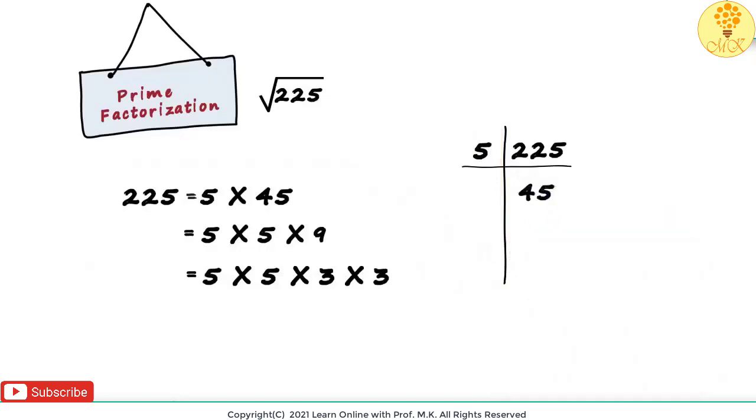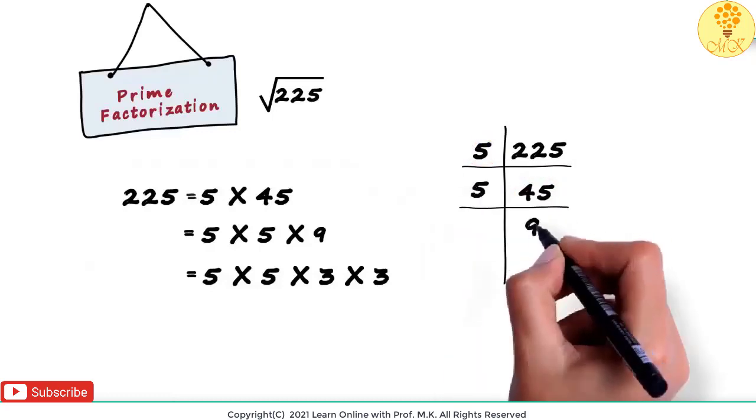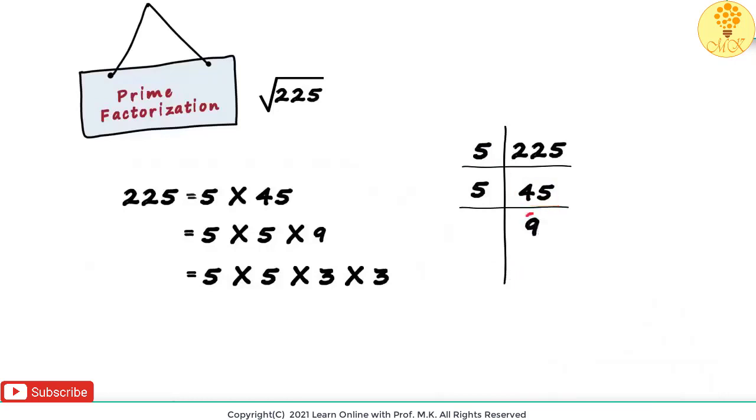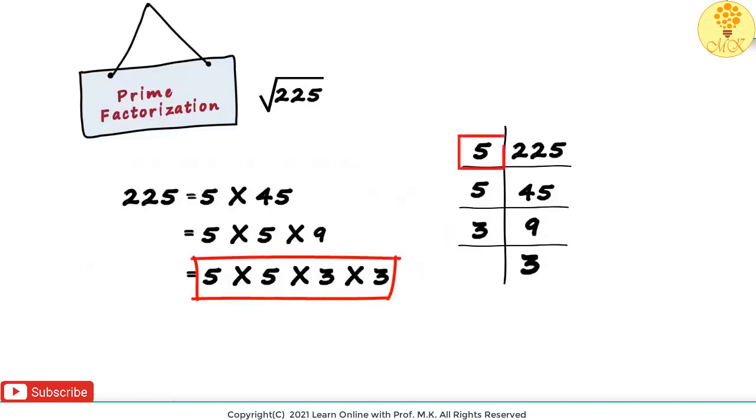5 multiplied by 45 gives us 225. 45 is not prime, hence we continue with this process. 45 is also divisible by 5, hence we write a 5 here. And 5 multiplied by 9 gives us 45. 9 is not prime, and we can say that 3 multiplied by 3 equals 9. That's where we stop, when we get a prime factor here. So if we look carefully, we have got all the prime factors. 5 times 5 times 3 times 3.